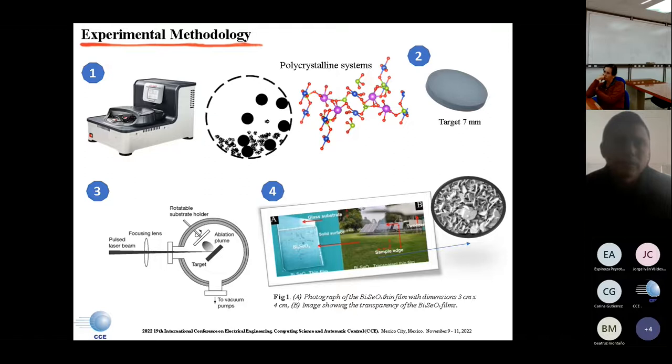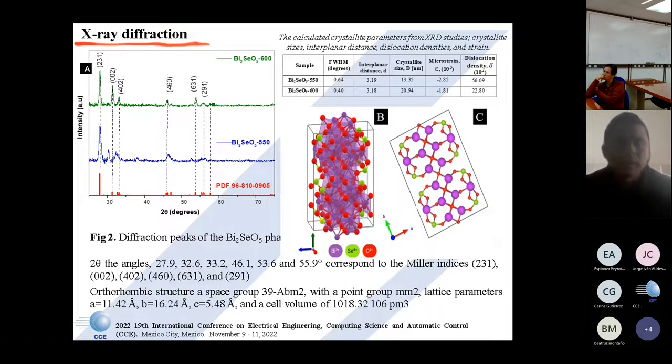In the point four, we can see the figure one, which shows the photograph of the films obtained by pulsed laser ablation, and we can see the transparency present in the sample. Now we continue with the results.